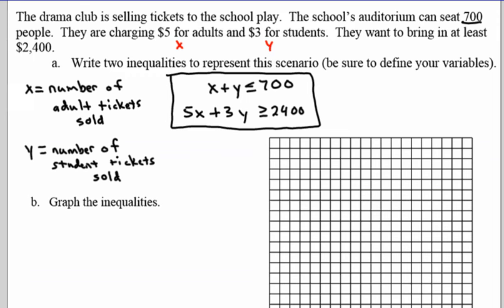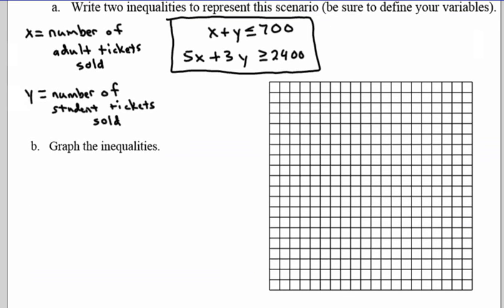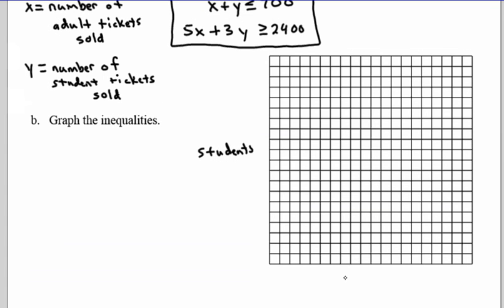Now I want to graph these inequalities. So here's a little graph here. If y is the students, then over here is going to be the students. Student tickets sold, and here's going to be the adults.